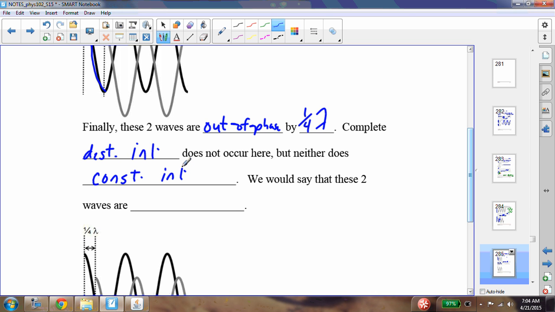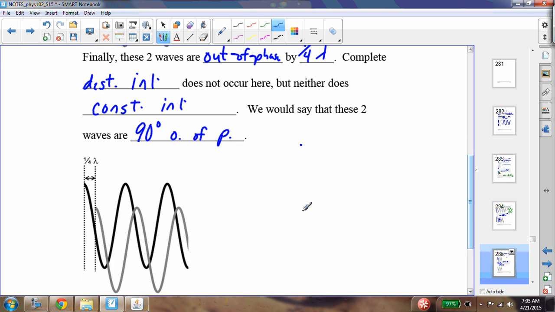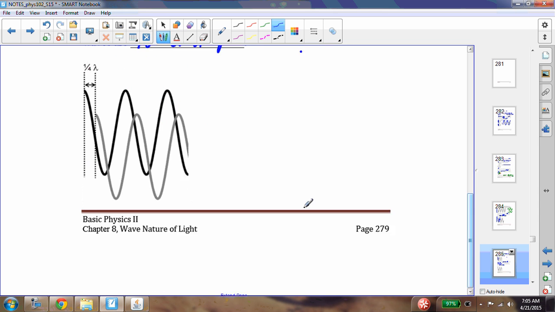Now these waves that are out of phase by a quarter wavelength, we say are 90 degrees out of phase. Right? Half a wavelength is 180 degrees out of phase, quarter wavelength is 90 degrees out of phase, and then a full wavelength is 360 degrees out of phase.